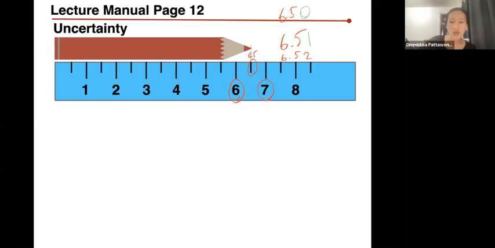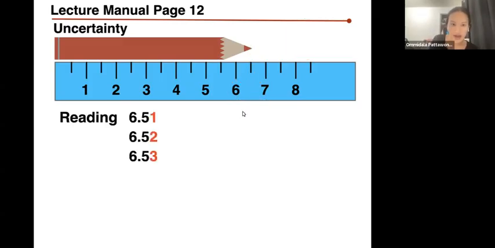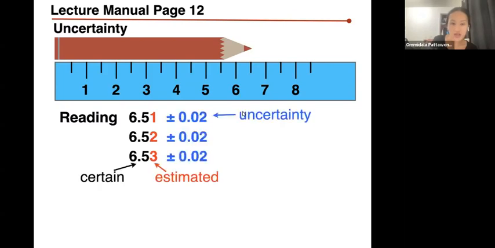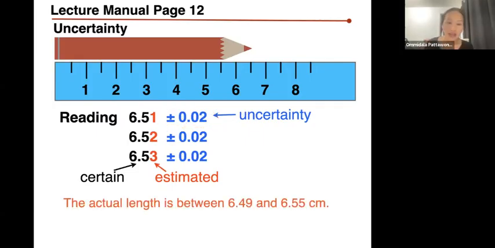So to report this, all you have to do is read 6.5 and then do one more estimate and add those as uncertainty. You probably notice that this plus minus 0.02 right here is going to cover that range already. That would be the uncertainty. So the actual length of this pencil is going to be between 6.49 and 6.55, and any value between those would be acceptable for this reading.